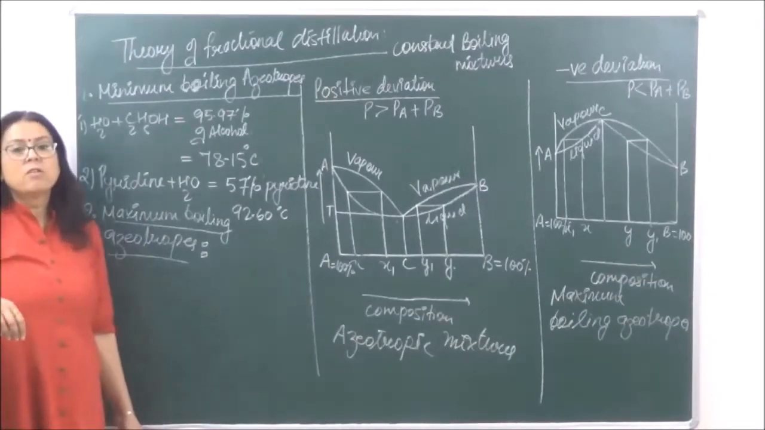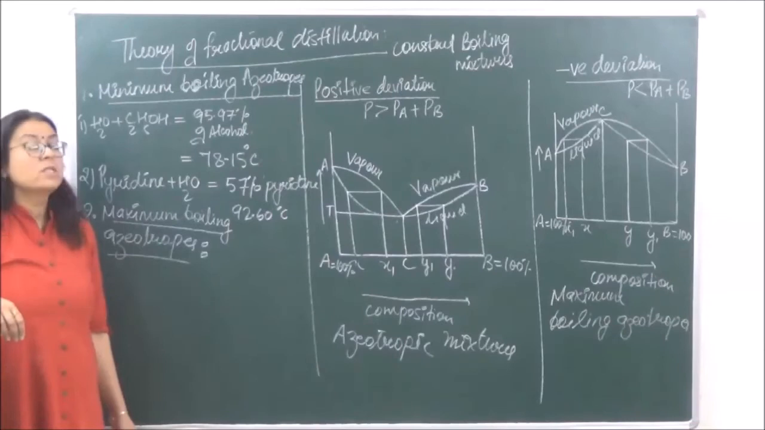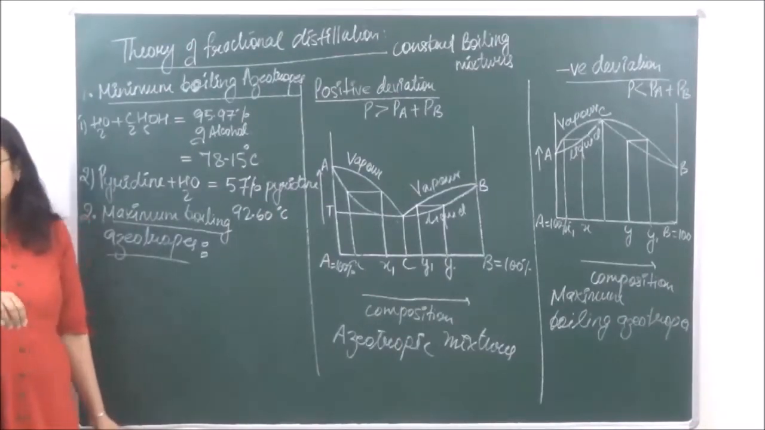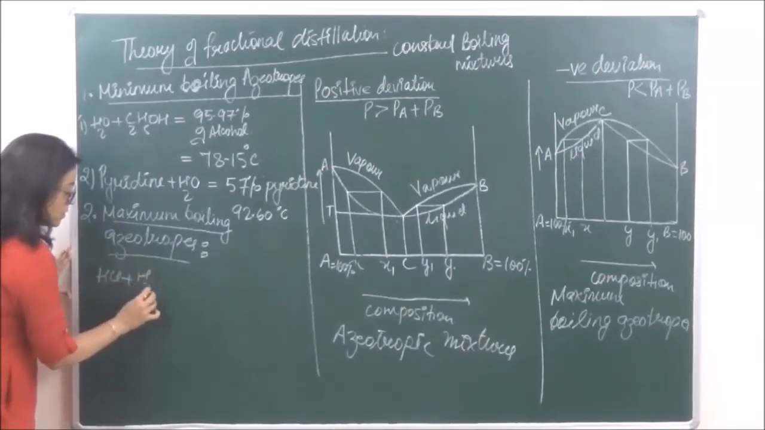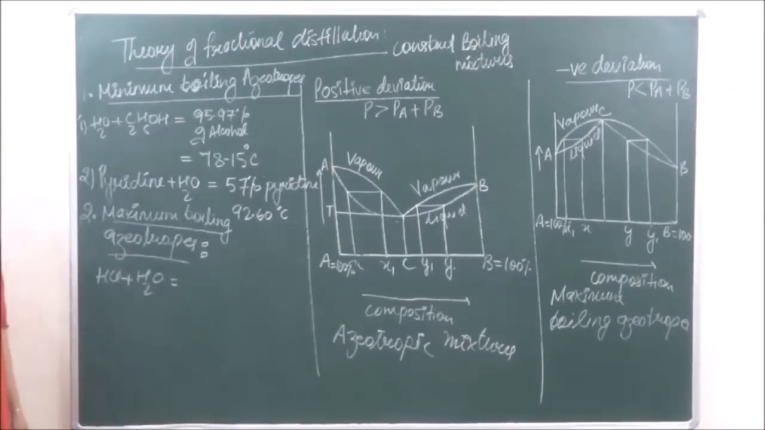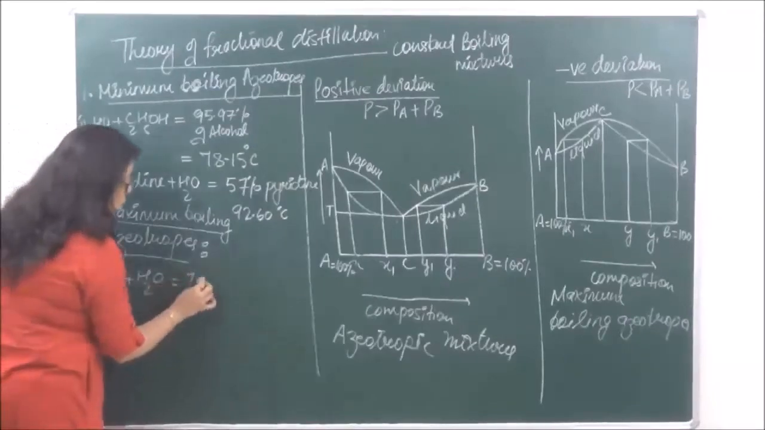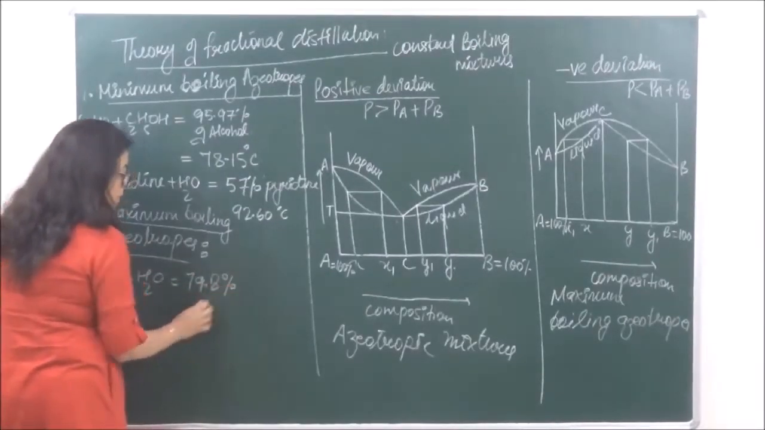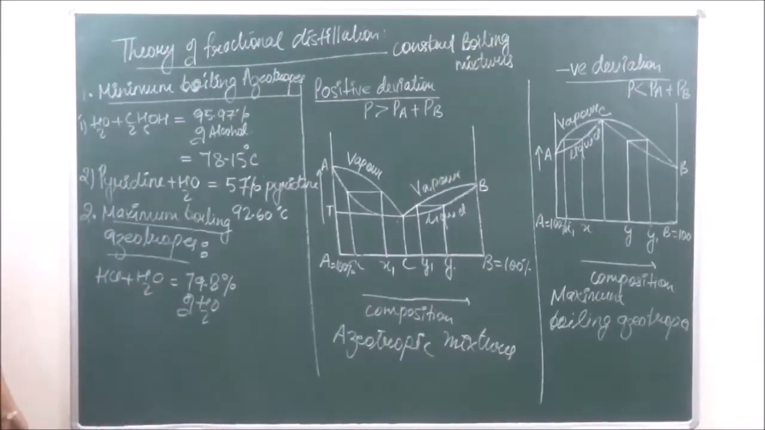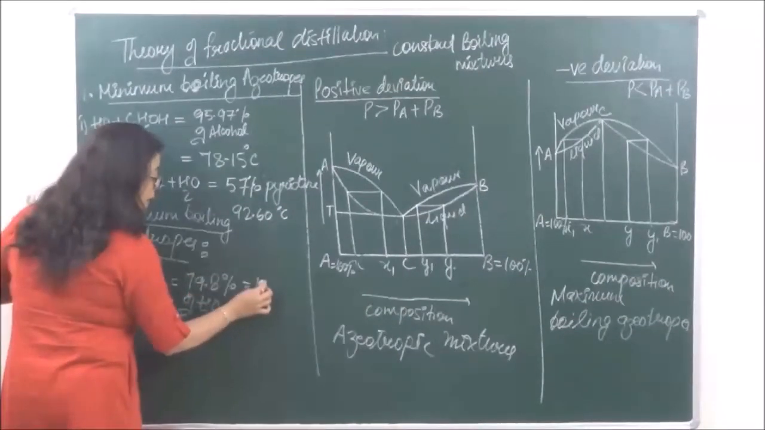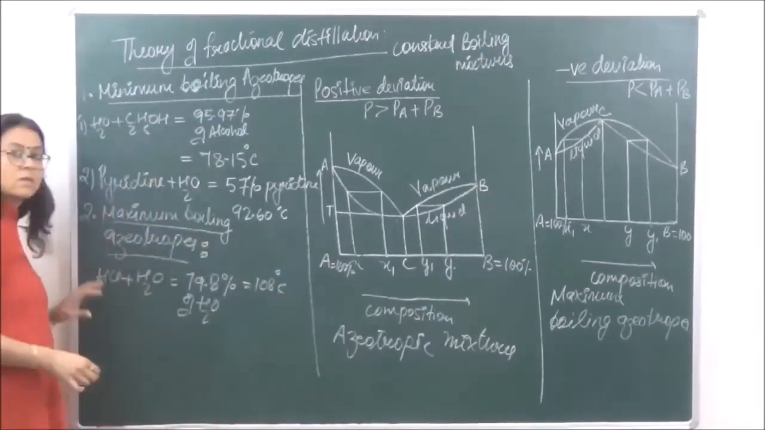In a similar manner, we can take certain examples of maximum boiling azeotropes. For maximum boiling azeotropes, in the graph you can see that a maximum is observed. An example which we can take over here is that of HCl plus water. At point C, we can only distill 79.8% of water. And the constant boiling temperature over here is going to be higher than both HCl and water, so it comes to 108 degrees Celsius.